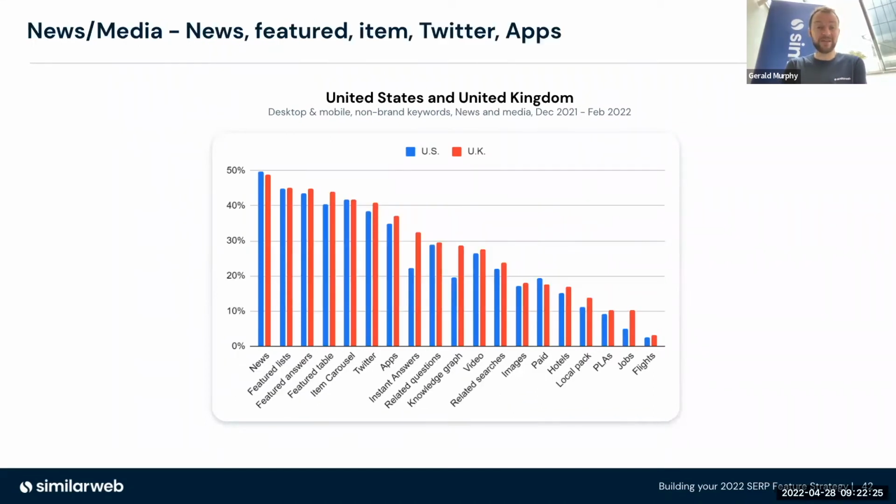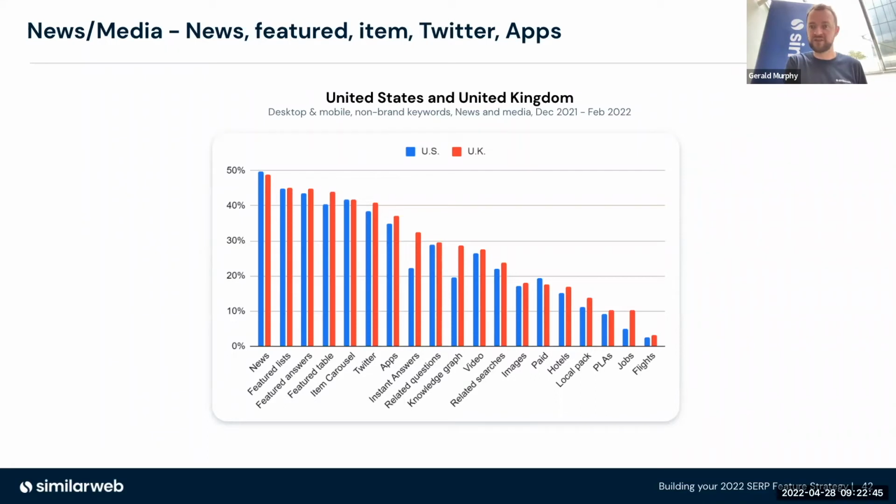News and media is the most diverse, rich industry. And this is the one to watch, even if you don't work in this industry, because this may well be a prediction as to what all of those other industries are going to follow. You can see from this slide that SERP features are massively diverse and quite prominent in both markets.